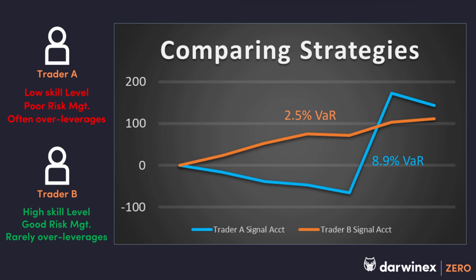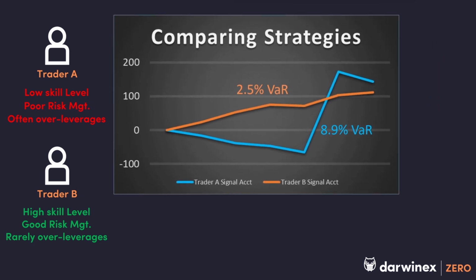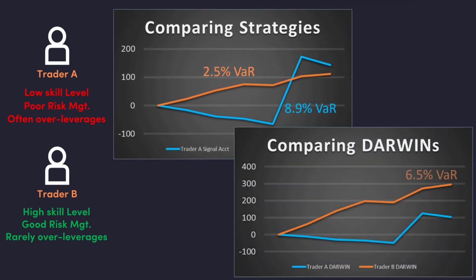This means that when the Darwinex Risk Engine generates the Darwin Index for each of these, it will reduce the position sizing in trader A's Darwin to bring it down into the target range, but increase the position size for trader B's Darwin. So if we now view the results where each trader's Darwin has a like-for-like risk, we can see that the skilled trader is now shown to be more effective over this period of time.